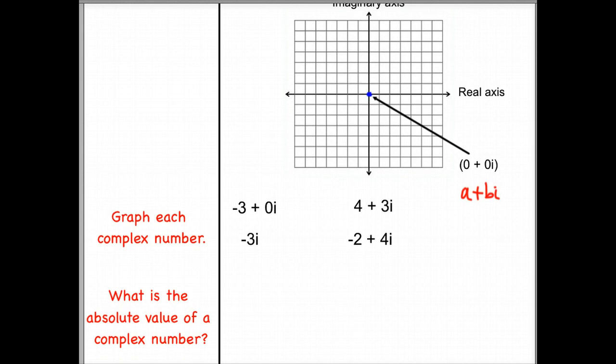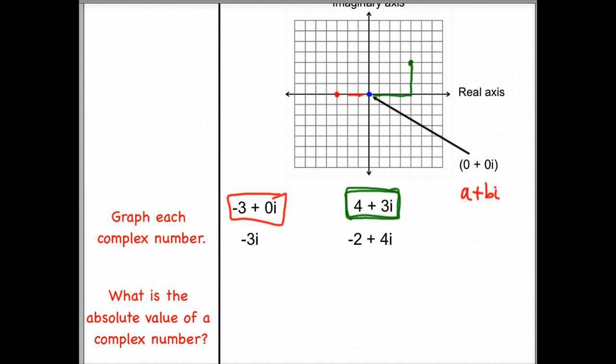We have negative 3, so we're going to go to the left 3 on the real axis. 1, 2, 3. And then we are going up 0i, so our dot is going to be the red one for this point here. The next thing we are going to do is 4 plus 3i, so we go to the right 4. 1, 2, 3, 4. And then we are going to go up 3. 1, 2, 3. So this is our new point here in green.